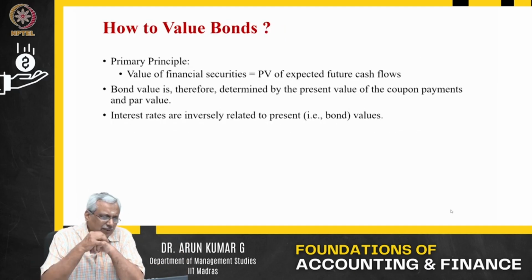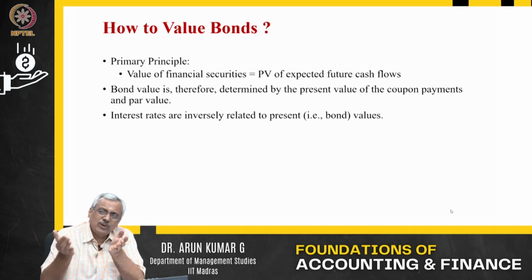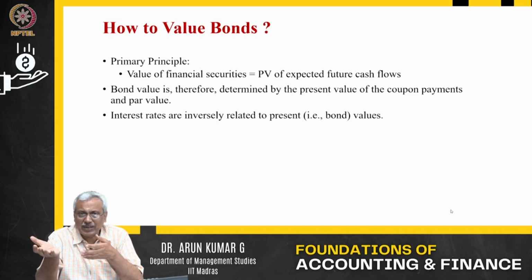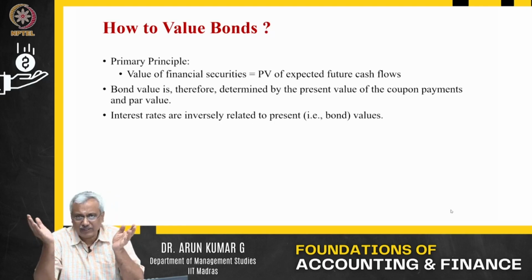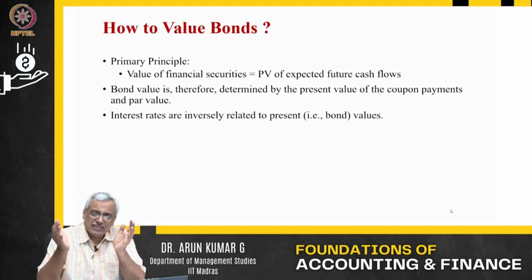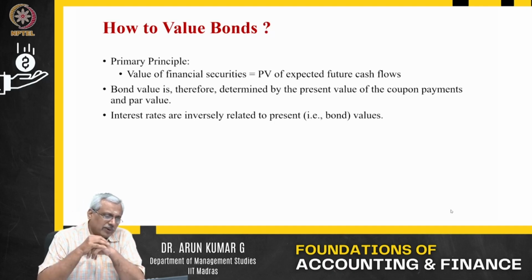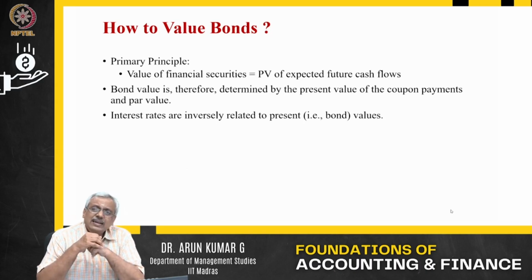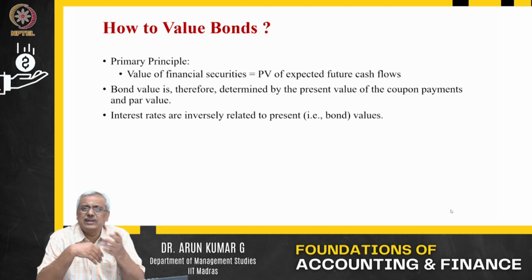The next aspect we talk about is how do we value the bond. Whatever coupons you are going to get, the discounted value of those coupons, plus whatever principal you are going to get back, the discounted value of that, along with the time period. The summation of this whole thing is what we call the value of the bond. It is determined by the present value of coupon payments and par value. Interest rates are inversely related to the present values of the bond. Obviously, you know how interest rates are inversely related here.